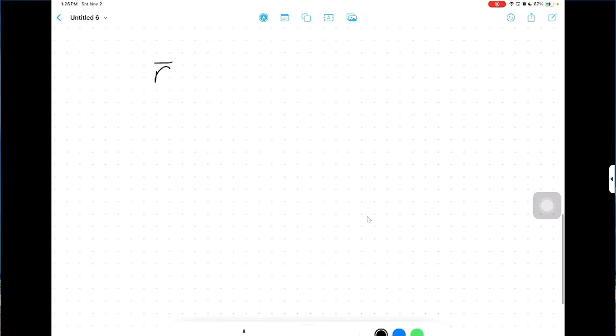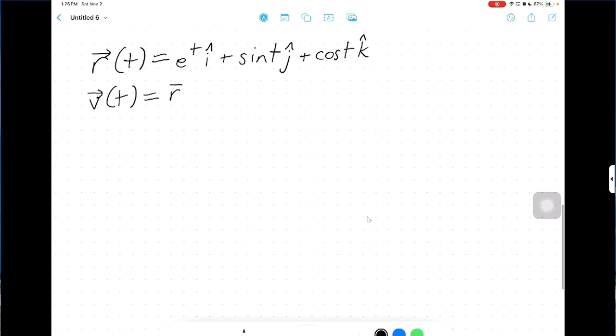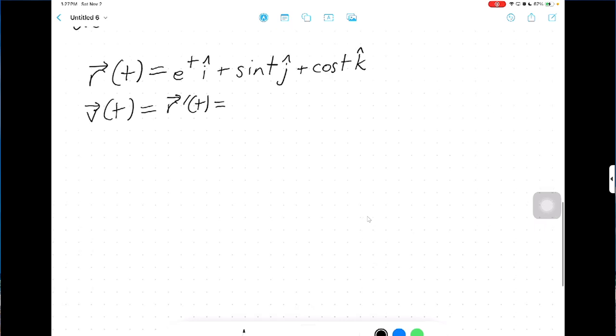So as a quick little example, let's suppose that r of t is equal to, what's some easy numbers to work with? Let's just go with e to the t i plus sine of t j plus cosine of t k, as an example. Our velocity function would therefore be the derivative of the position function. And to take a derivative of a vector function, it's like taking the derivative of the individual pieces. So in this case, we have e to the t i plus cosine of t j minus sine of t k, as the derivative of sine is cosine, and the derivative of cosine is negative sine.